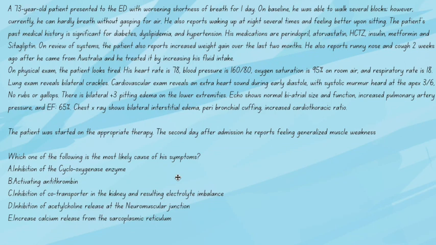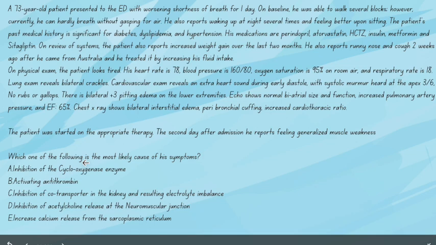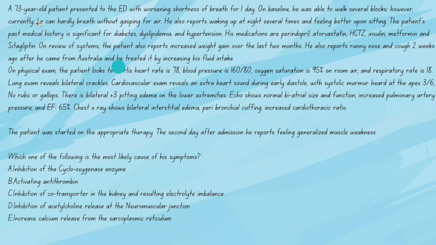Which one of the following is the most likely cause of his symptoms? Addition of cyclooxygenase enzyme, activating antithrombin, inhibition of co-transporter in the kidney and resulting electrolyte imbalance, inhibition of acetylcholine release at the neuromuscular junction, increased calcium release from the sarcoplasmic reticulum. So first, this is a question where I need to know the diagnosis, and then I need to know the treatment, and then I need to know the mechanism of action or the side effect of the treatment. Let's start reading the question.